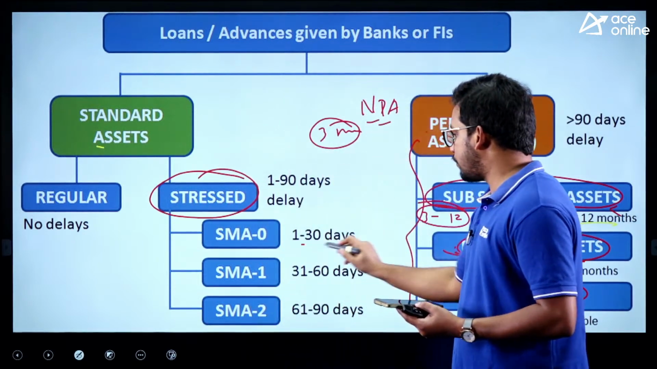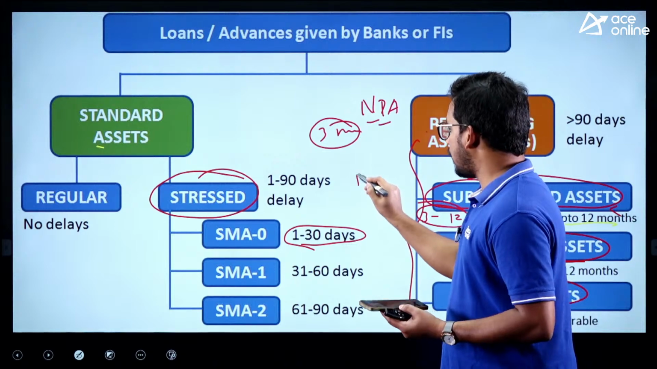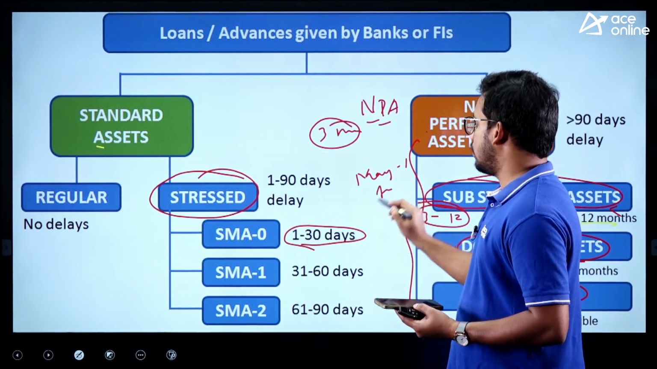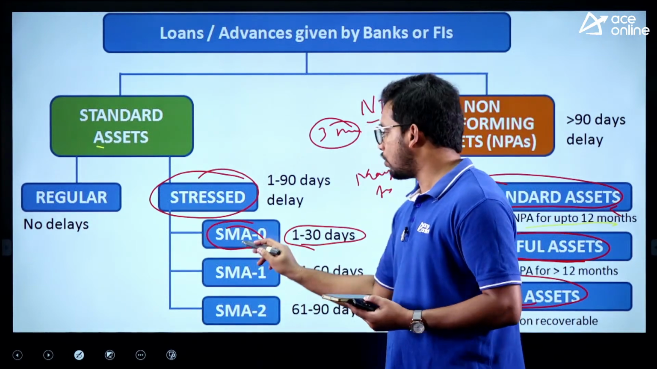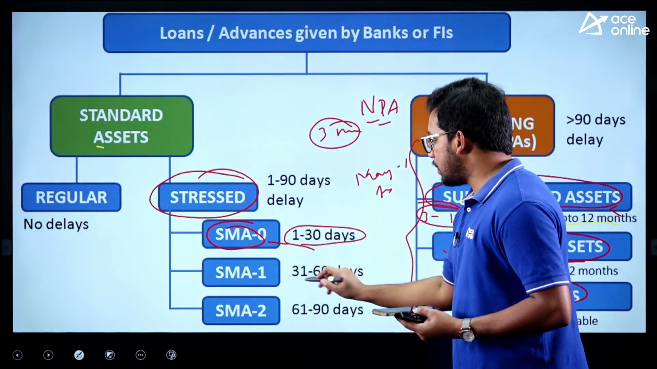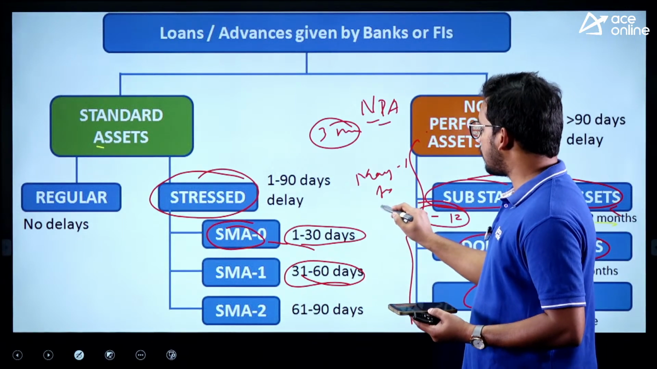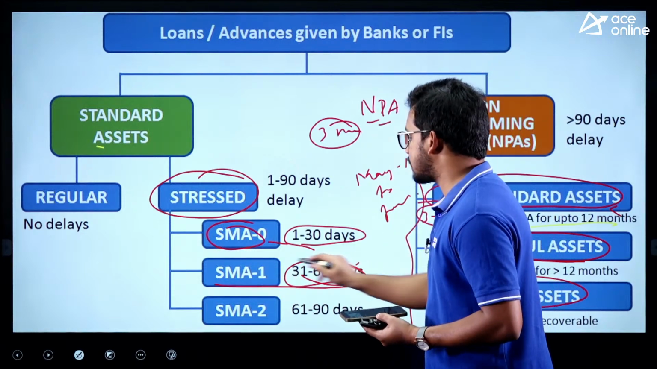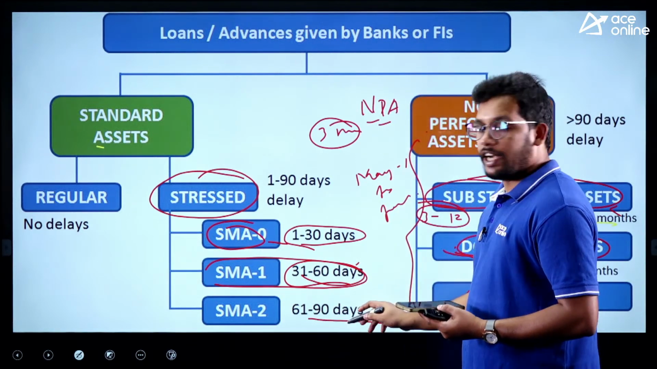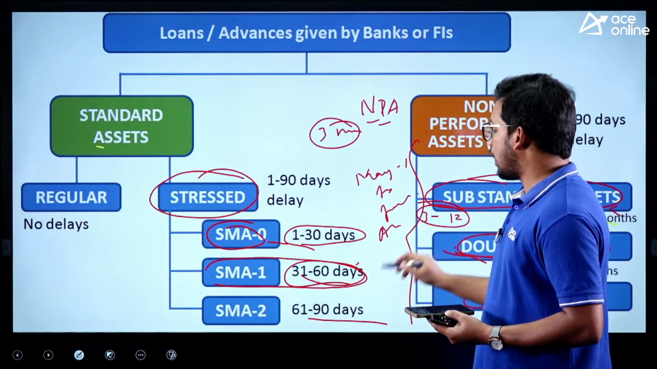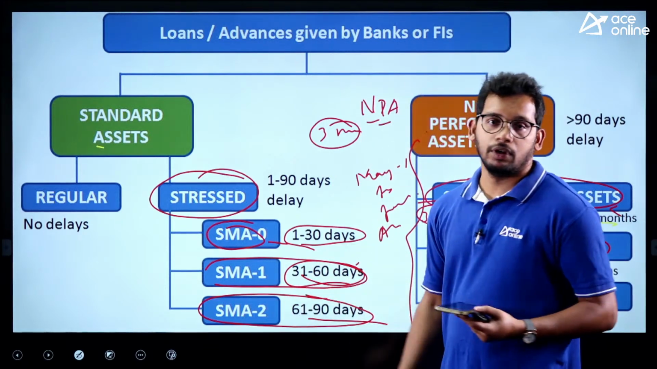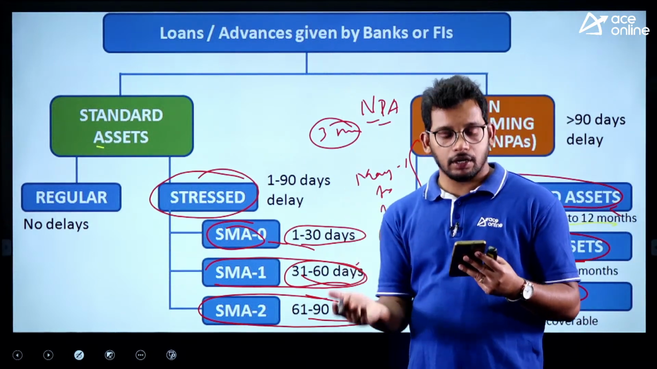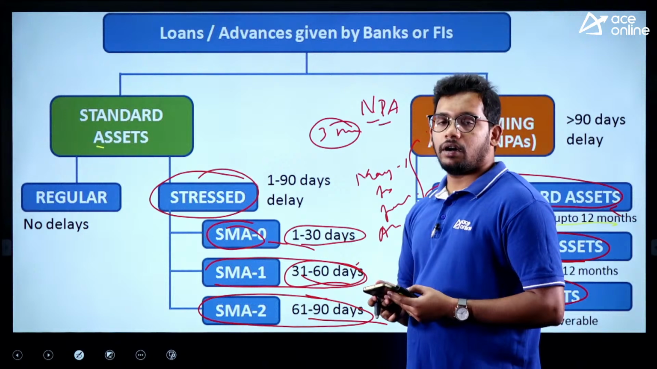If it is not paid for 1 to 30 days, for example, I need to pay on May 1, but I did not pay till June 1, that is called SMA-0. SMA means 31 to 60 days, so if I did not pay till July 1, that is called SMA-1. Till 90 days, that means August 1, if I did not pay, that is called SMA-2. After that it will become a non-performing asset.